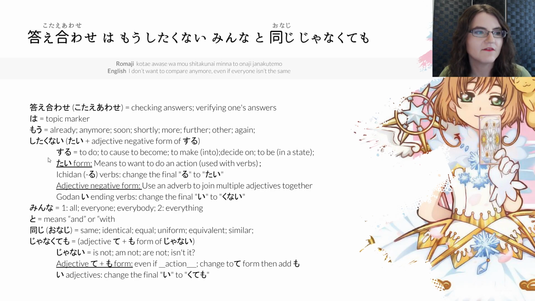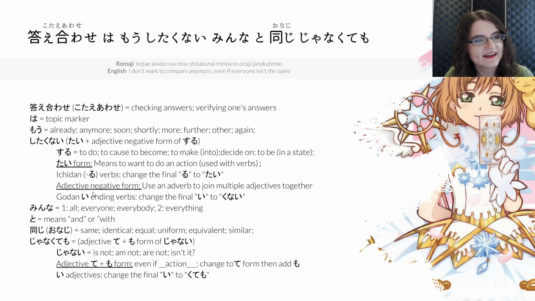And next we have shitakunai, which is the tai negative form of suru, which means to do. So to first change that to its tai form, normally with an ichidan verb, you would change the ru to tai, but because this is an irregular verb, we're also changing that su to shi, and you just kind of have to remember that suru becomes shitai, and that means that you want to do that action. That's what the tai form means.